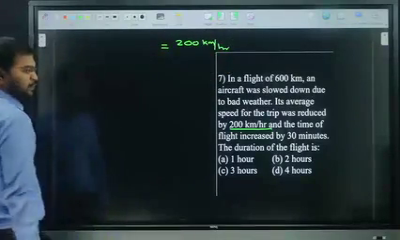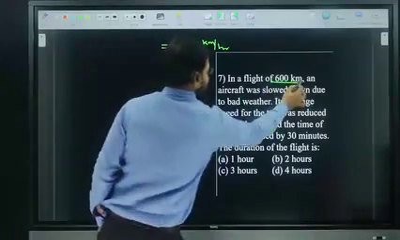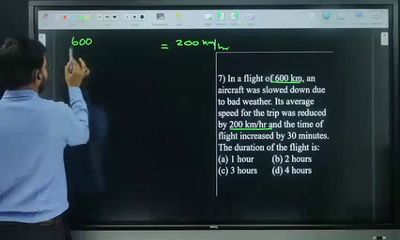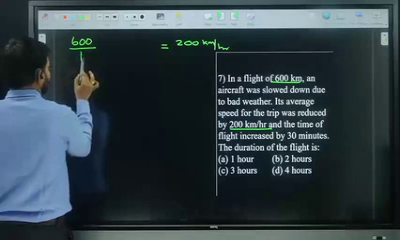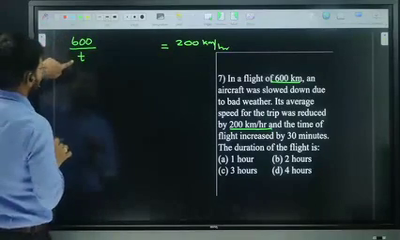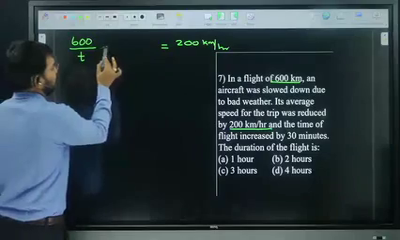Speed is nothing but distance by time, right? Distance is 600 kilometers. 600 kilometers by time, and I don't know the original time, so I assume it as some t. So original distance by original time is nothing but the original speed. The original speed of the flight minus the speed due to bad weather.